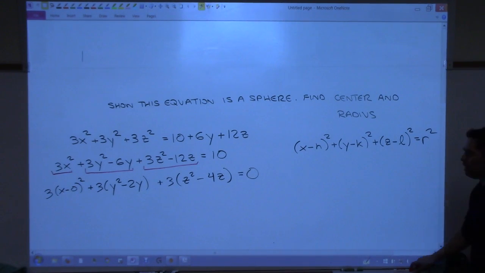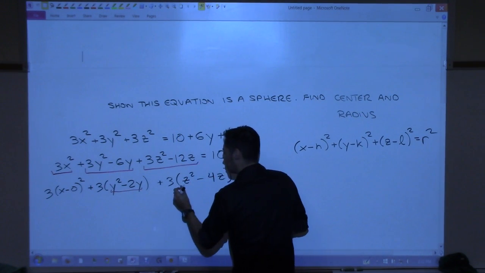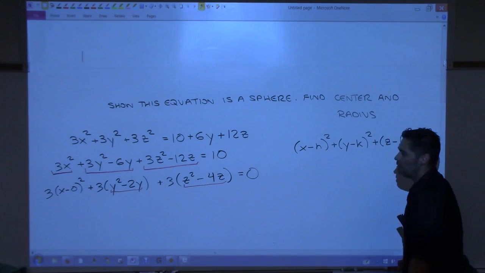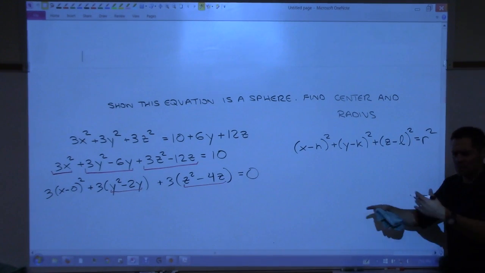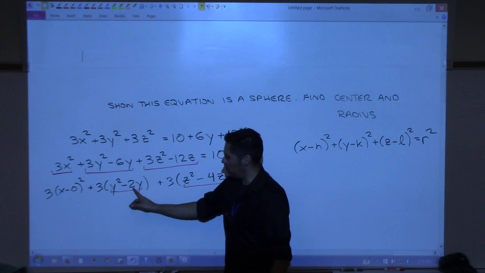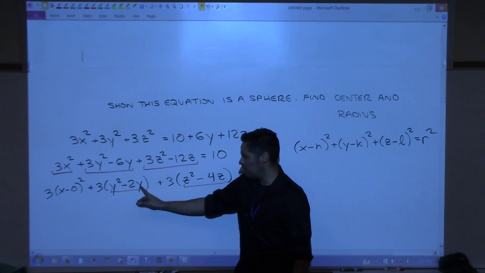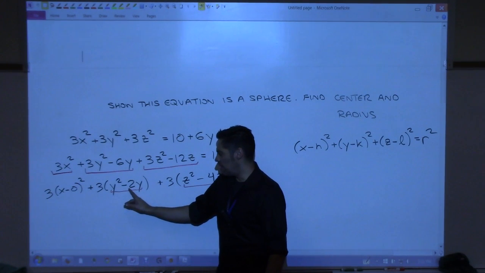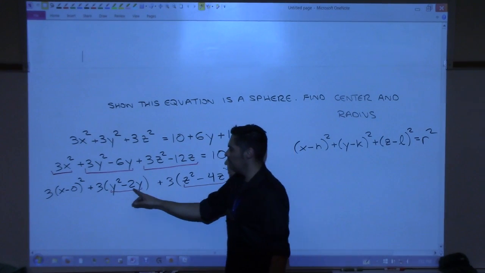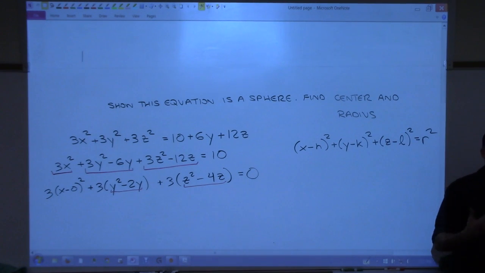Now I can complete the square here and complete the square here. So once you have a coefficient of 1, what do you do? You take half of the number in front of the variable, right? You take half of it and then you square it, right? So half of negative 2 would be negative 1. Square it, which would be 1. And then what do you do with that 1?